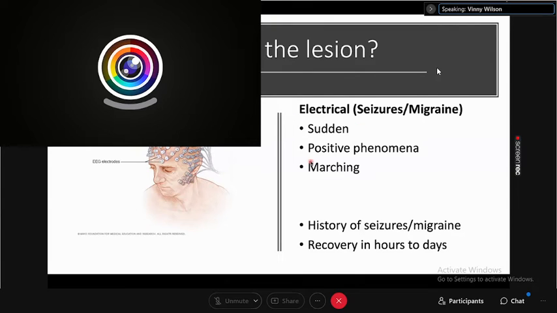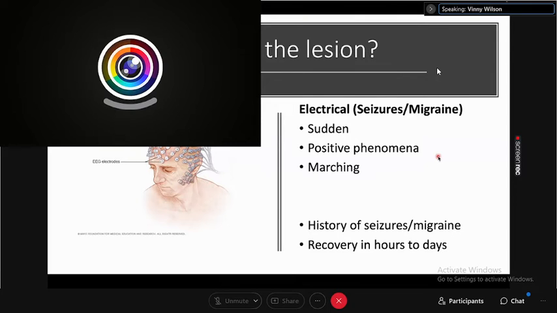But because this is electrical activity, there may be a positive phenomenon in the form of a twitching or a tonic-clonic seizure. In case of migraine, there may be a marching deficit, in the sense that the deficit may start on the face, then it may progress to the hand or the arms, and then to the legs. So this kind of a marching neurological deficit that happens over a few seconds is a clue to a migraine. Whereas a sudden abrupt onset positive phenomenon, tonic-clonic jerks, is likely to be a seizure if the history is available. Sometimes the history is not available, so the suddenness must keep you alert.